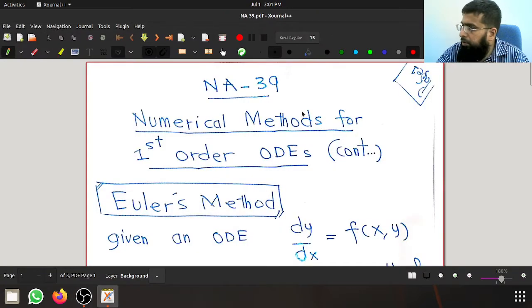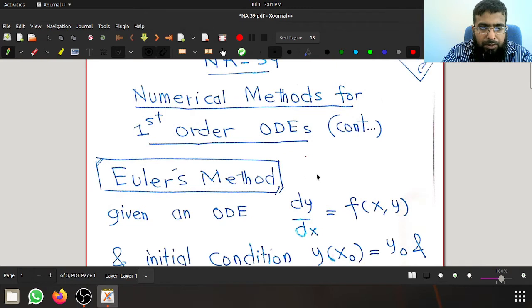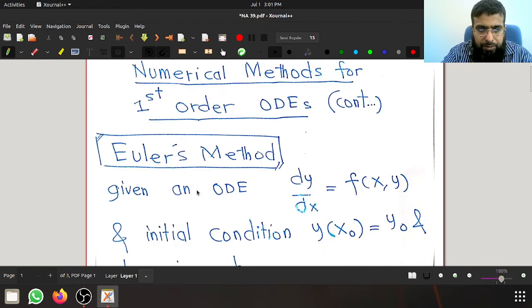Welcome to the 39th lecture on numerical analysis. In this lecture, we will study Euler's method to solve first order ODEs, ordinary differential equations, and it is a numerical method. Before this, we have studied Runge-Kutta's method, which is a bit complex. So Euler's method can be thought of as a simpler version of Runge-Kutta's method.